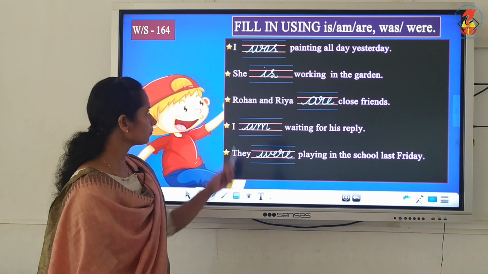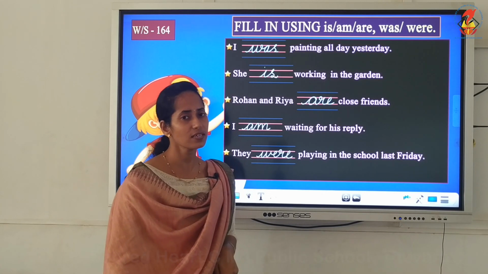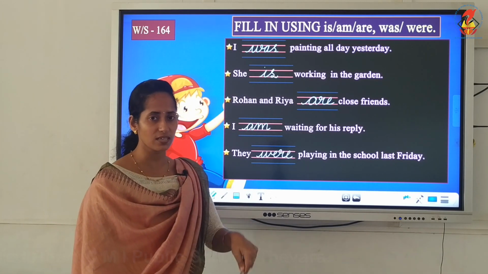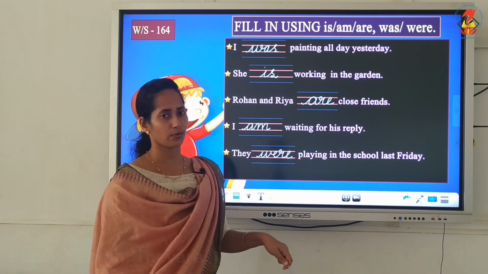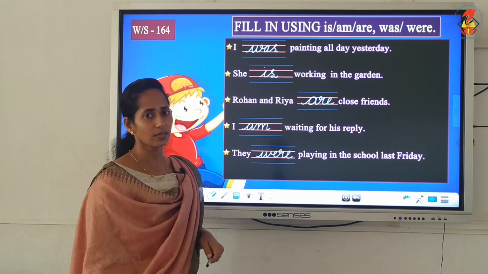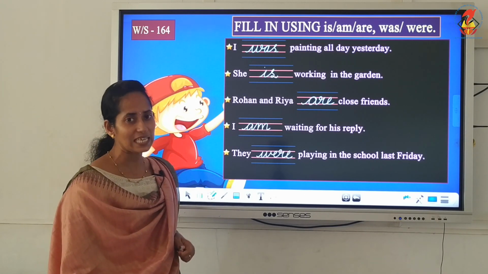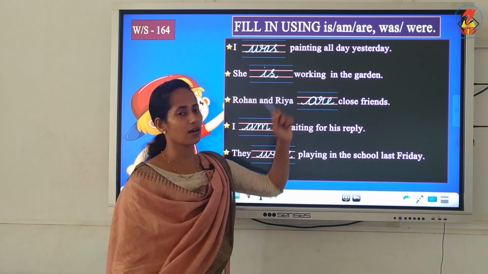Okay. Moving to the next one. She is working in the garden. So which means the action is continuing. She is working. The ing form shows that it is continuous. So there we are choosing the present tense, and so you can choose is, the helping verb is. She is working in the garden.